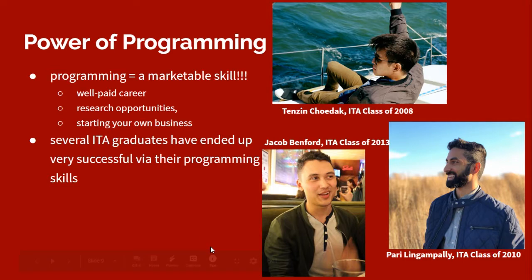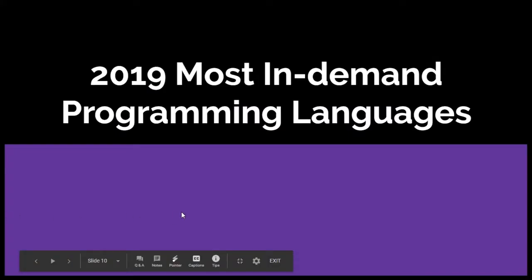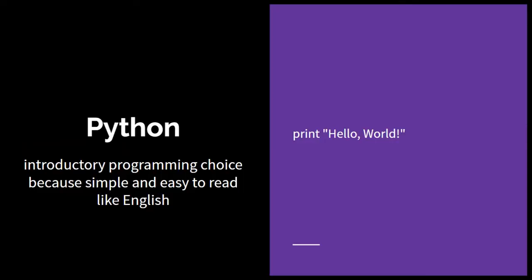So the next thing we're going to talk about is the 2019 most in-demand programming languages. Right up here at the top, we have Python. It's an introductory programming choice because it's simple and easy to read. Note that this is the language that we're using because of its simplicity. You can see on the right how you would tell the program to print hello world, how you would make the program type on the screen the characters for hello world. So that will continue throughout all the languages.